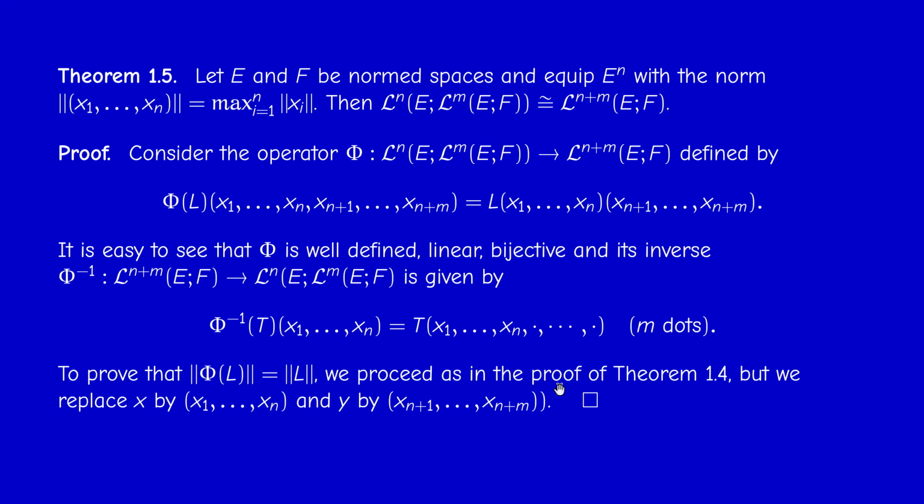To prove that phi conserves the norm, we just proceed as in the proof of theorem 1.4, and we see that the norm of phi of L is the norm of L. It's enough to understand the case of bilinear bounded maps, because this is the most important case that we shall deal with.